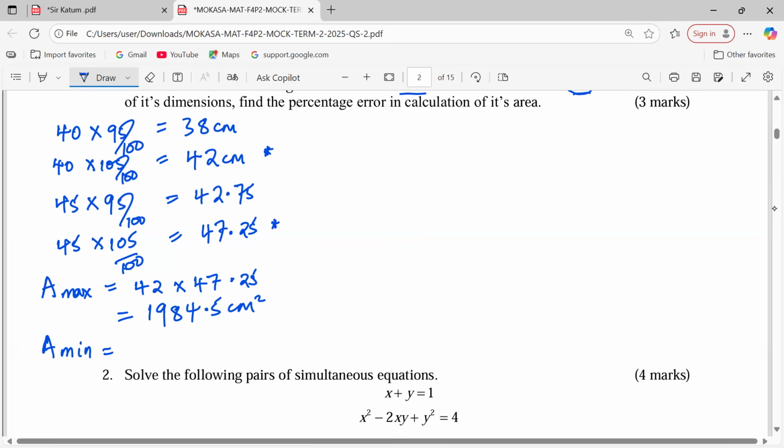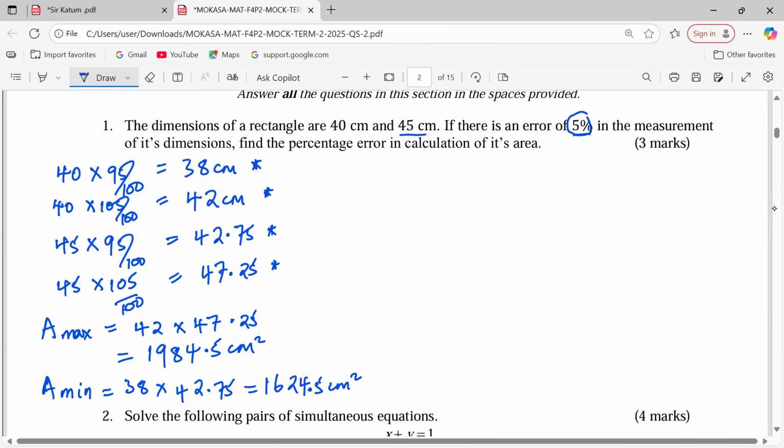Then we are also having an area minimum. So the minimum area shall be when we pick the minimum length and we also multiply by the minimum width. So we pick 38 this time round, and 38 is multiplied by 42.75. So 38 times 42.75, this will give us 1624.5 square centimeters. That is now the minimum area.